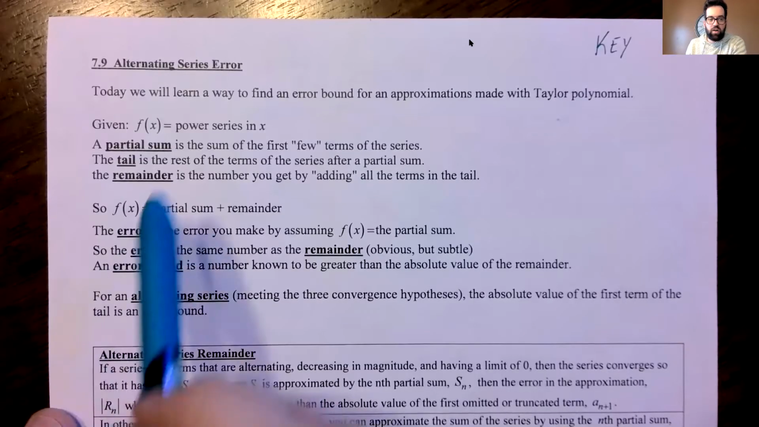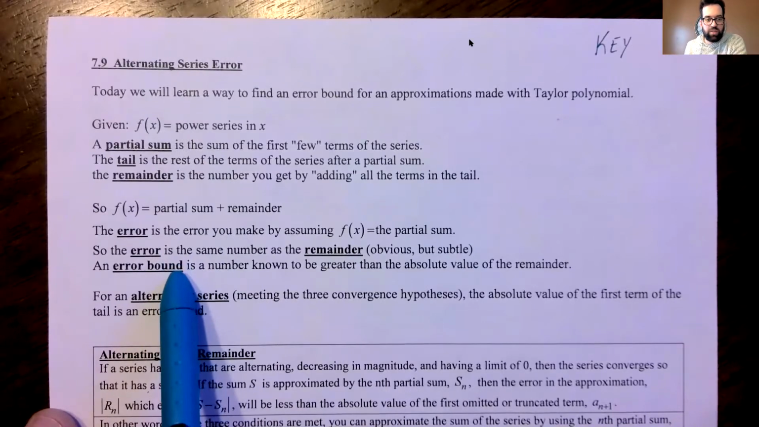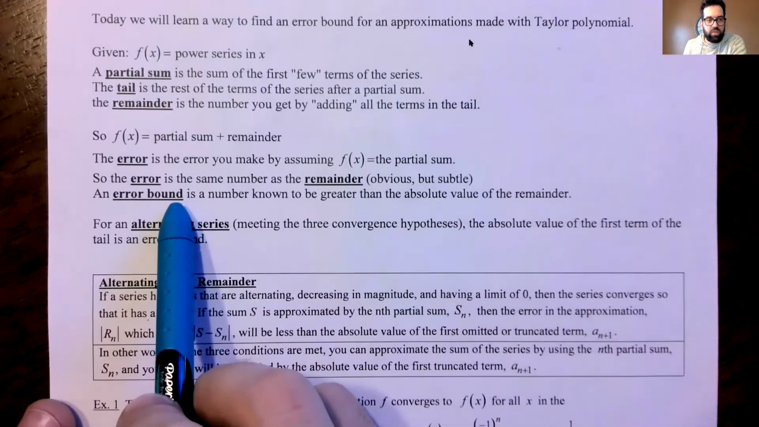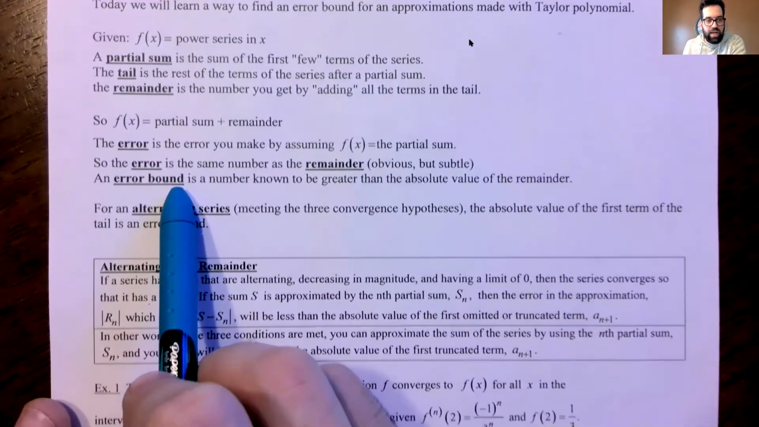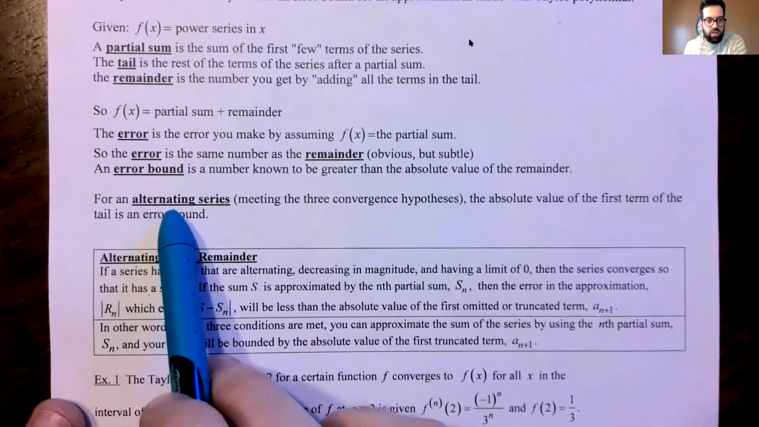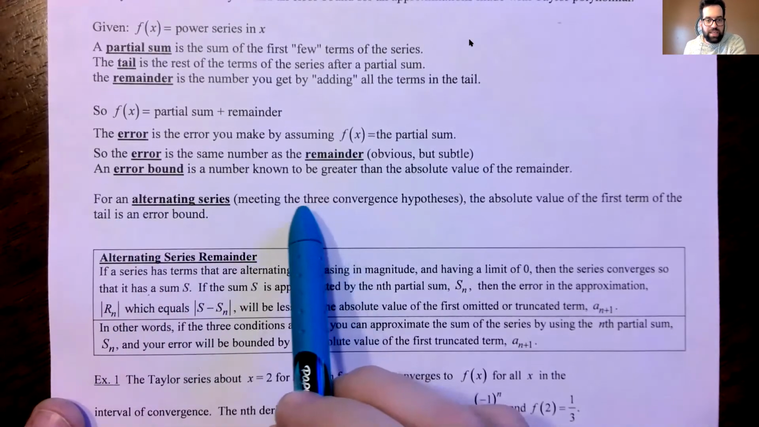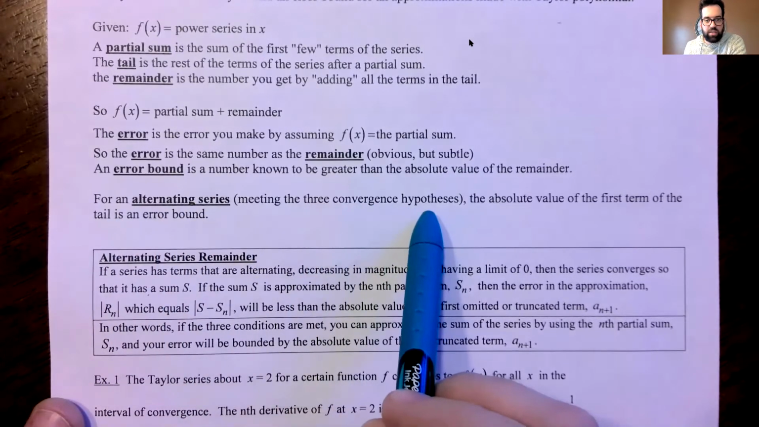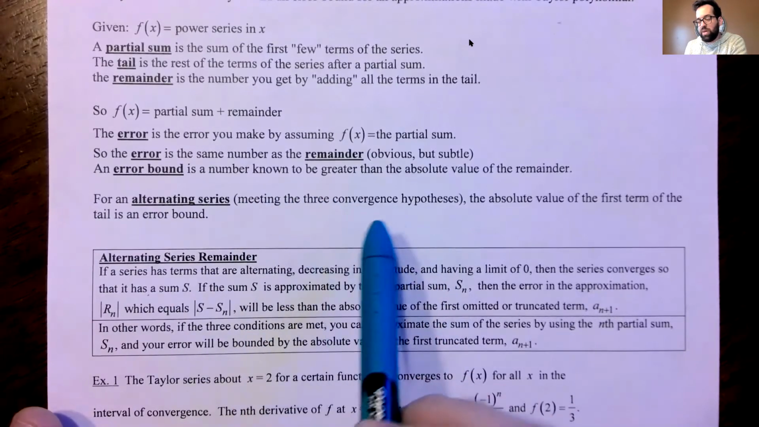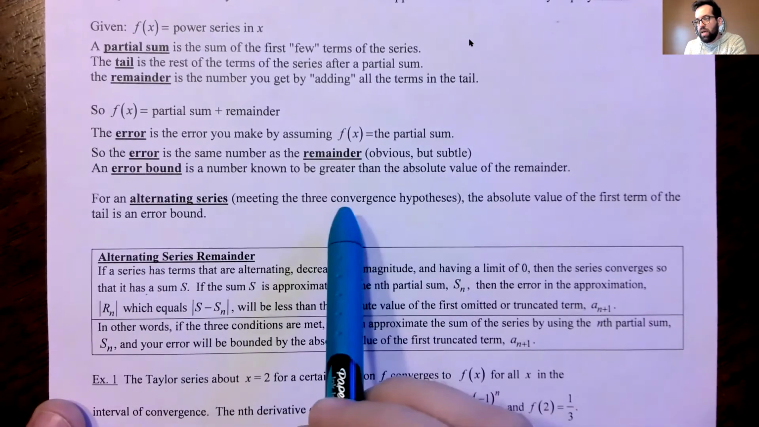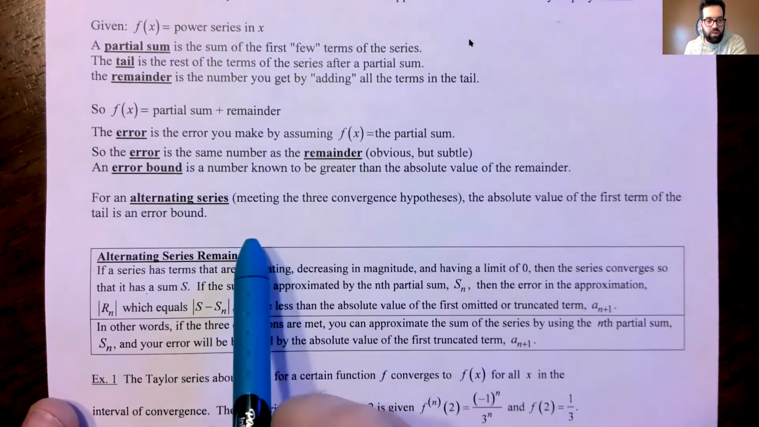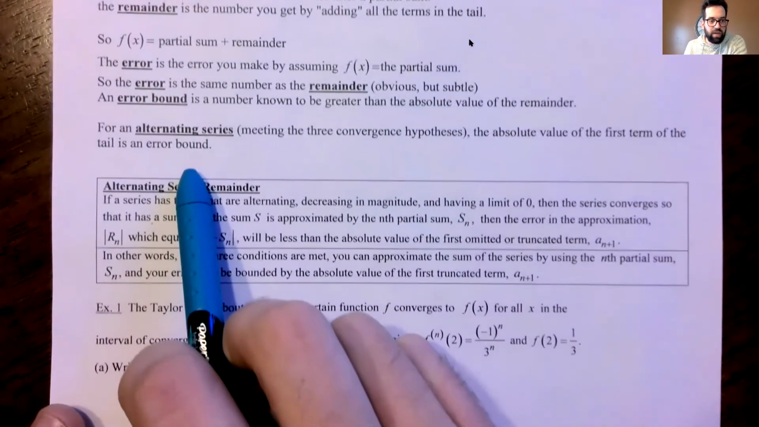Alternating series error. Everything up here is a review. I'm not going to read that to you, but hopefully those vocab terms make sense to you. Go ahead and read that if you need to as a reminder. This is what we're talking about here. For an alternating series, meaning meeting all three convergence hypotheses, so the terms have to be decreasing in magnitude, the limit has to be approaching 0, and the terms themselves have to be alternating in sign, the absolute value of the first term of the tail is an error bound.